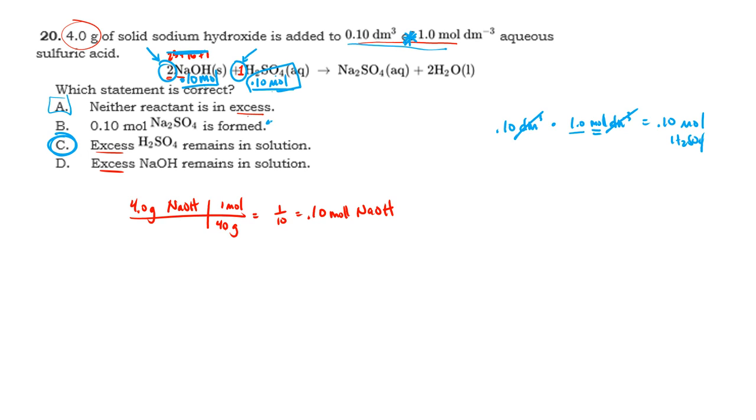We can check this one if you wanted, just to make sure. If I have 0.10 moles of sodium hydroxide and I have a 2 sodium hydroxide to 1 sodium sulfate ratio, 0.1 times 1 divided by 2 is 0.05. That is not that. Hopefully that's a help. Let me know if you have more questions.